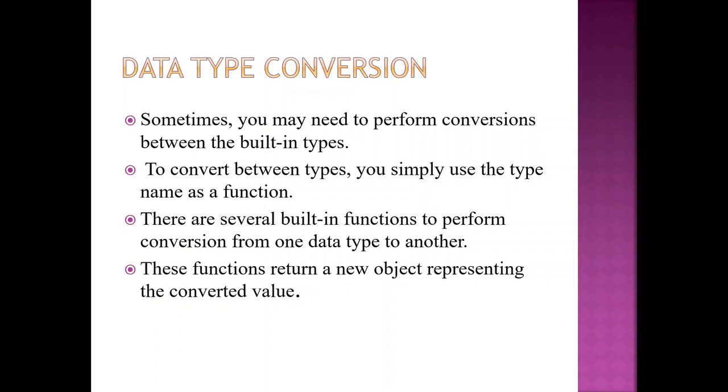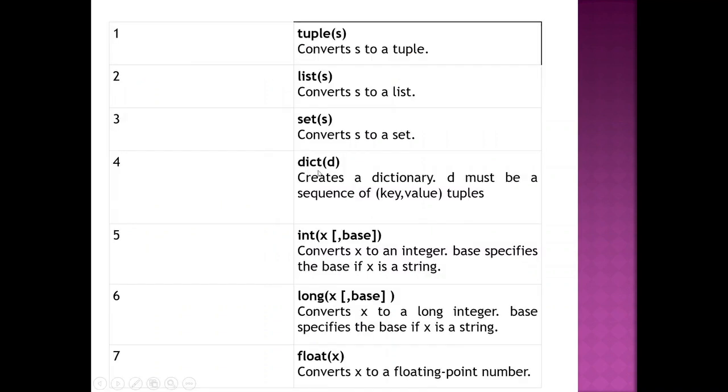Let us see some examples. Here, see the fifth, sixth and seventh points. Here I am trying to convert a string to an integer, so I have to give int of x comma the base value. So I am converting x to an integer, that is, a string to an integer.